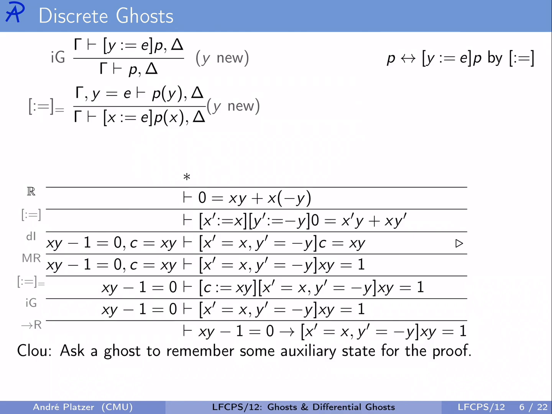The point is not that this is a better way of proving this particular property. The point is merely to illustrate how you can remember old state with a discrete ghost and prove in relationship to that.